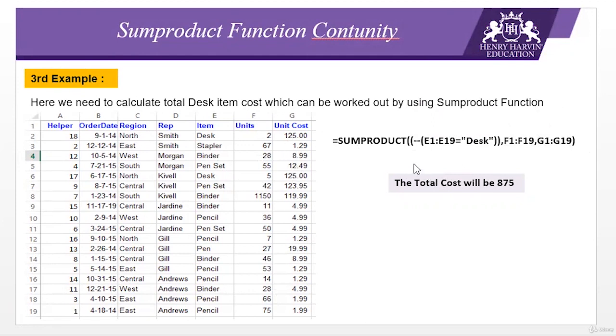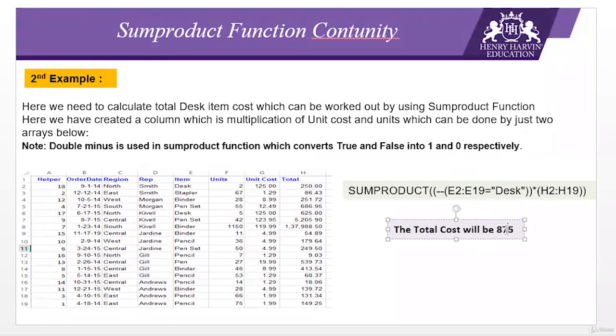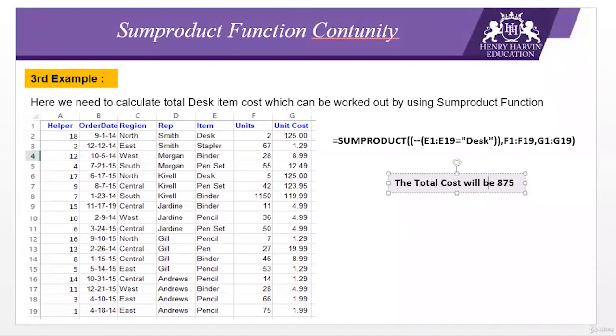Because here we have two options: either we create total cost, which will be F and G multiplication, or we can pass all the arrays in this SUMPRODUCT function, then the value will be 875. So over here the answer will be the same. All right, and I hope you are getting better clarity now with this example.